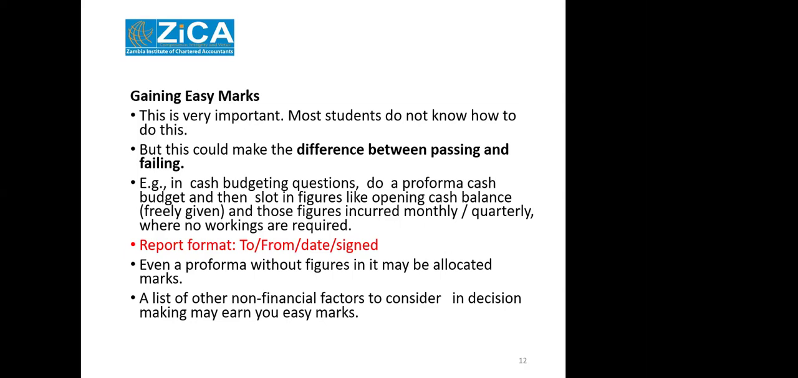If a question asks for a report format, such as to, from, date, signed, normally that format is allocated marks. With 1 mark, 2 marks, 4 marks. And those are easy marks to pick up and could make a difference between passing and failing. Even a pro forma without figures in it may be allocated marks. A pro forma for example, a reconciliation statement. Make such a pro forma and get the marks.